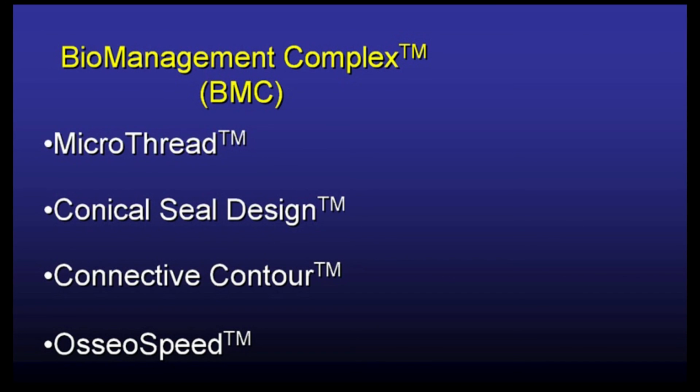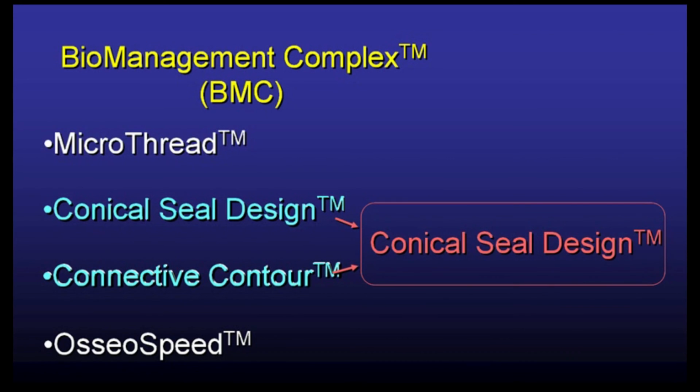The biomanagement complex has, as we can call it, four legs: the microthread, the conical seal design, the connective contour, and the osteospeed surface. I have decided in my presentation to bring the conical seal design and the connective contour into one group, and I will call that particular group the conical seal design. Let's start with the microthread.